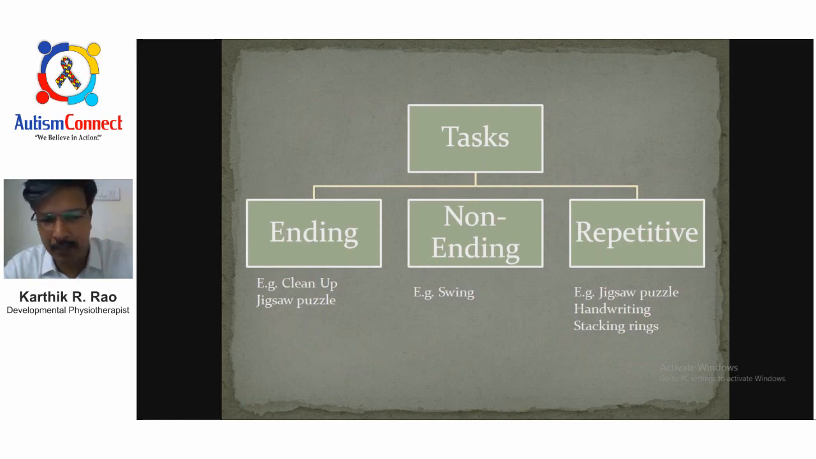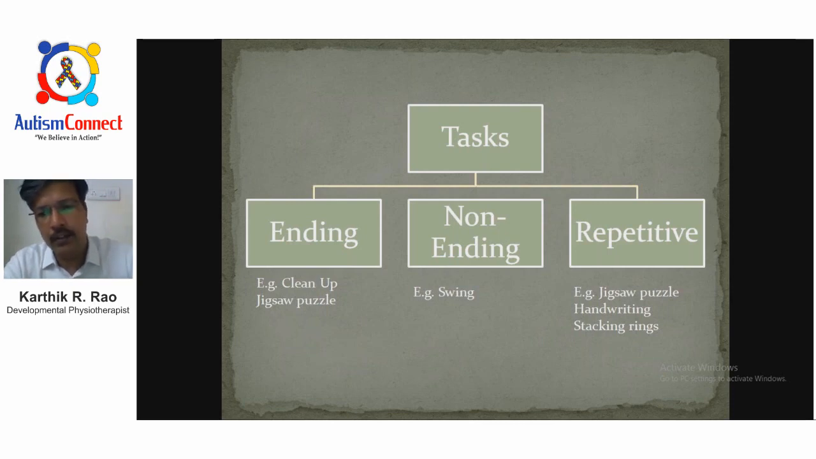Okay, as you can look at this, you will find that I've put the same example of jigsaw puzzle in both ending as well as in repetitive. So what does it mean? It is an inherently ending task, but because we want the child to learn how to fix the puzzle, the child may not be able to learn it in the first attempt. So the child may need to do it again and again to actually learn how to do it. The same applies for handwriting, the same applies for stacking rings, which means we are going to repeat the activity again and again.